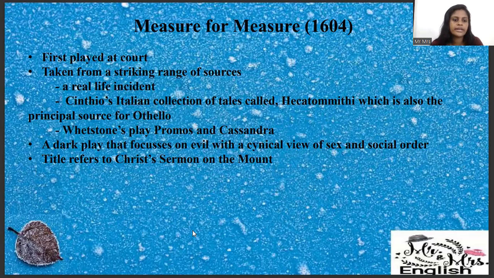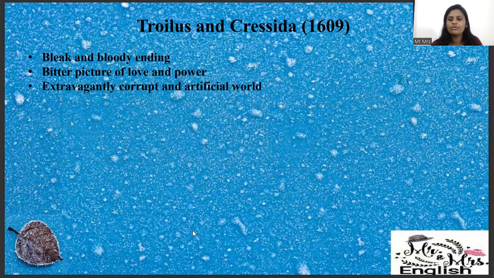Then, yeah, this particular play, Whetstone's play, Promos and Cassandra, is also a source for Measure for Measure. So in all these varying sources, you can see the elements of the main plot of Measure for Measure. This is a dark play that focuses on evil, with a cynical view of sex in social order. Then the title refers to Christ's Sermon on the Mount, and that kind of a reference is there. So Claudio, Juliet, and all these people are the major characters of Measure for Measure. If you're interested, not even interested, definitely make an analysis and an understanding of the plot of this particular work.